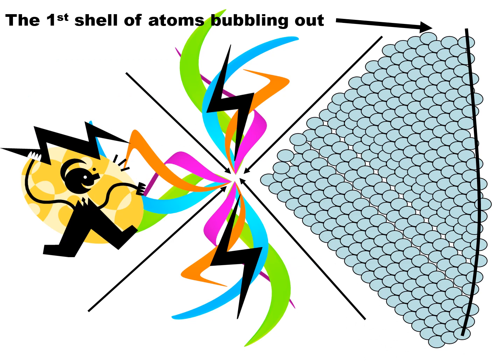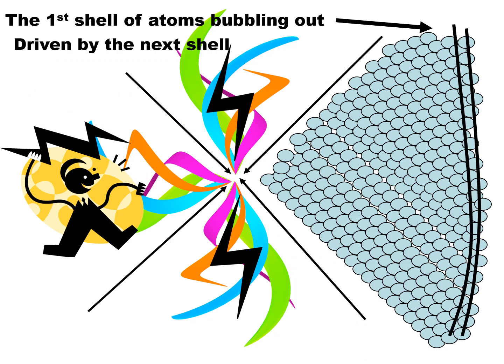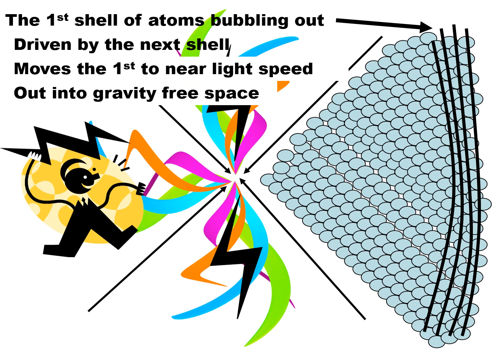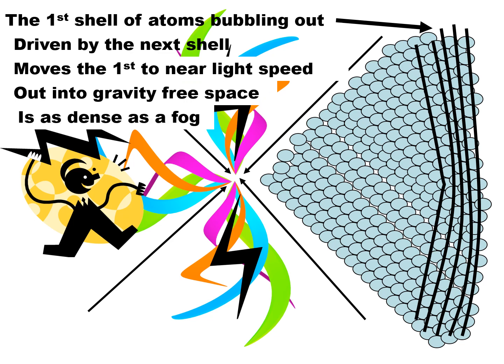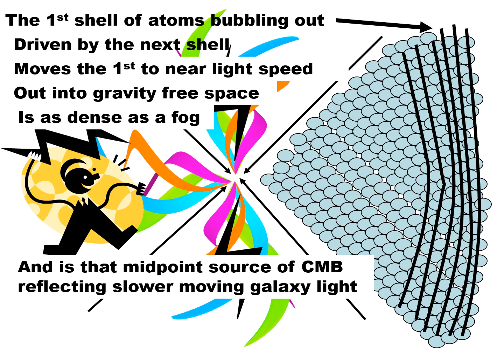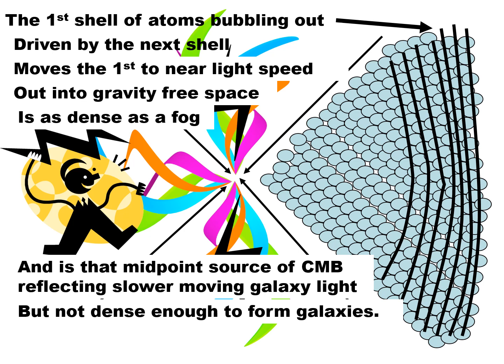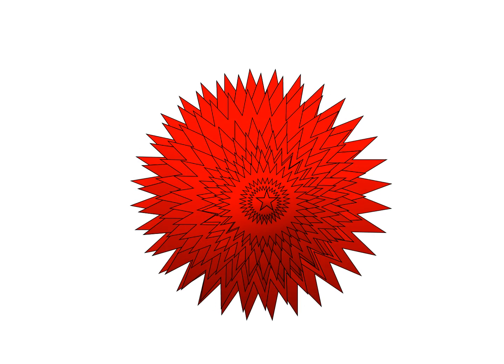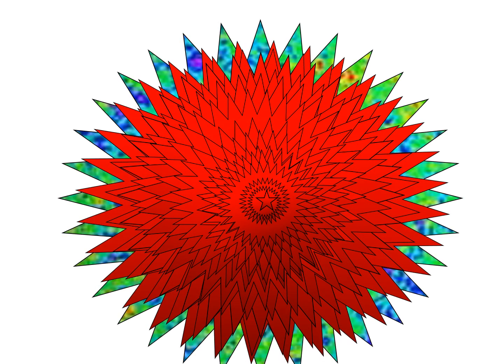That first shell of atoms bubbling out is driven by the next shell bubbling out and pushes that first shell out to near the speed of light, out into gravity-free space, and now is as dense as a fog, and is now at the midpoint of its outward rush into space, and it's that midpoint edge that reflects galaxy light from the James Webb Space Telescope's slower-moving, approximately Z20 galaxies, but is not dense enough to form galaxies on its own. This first bubbling shell is driven by the next shell, and by the next shell, and so forth.